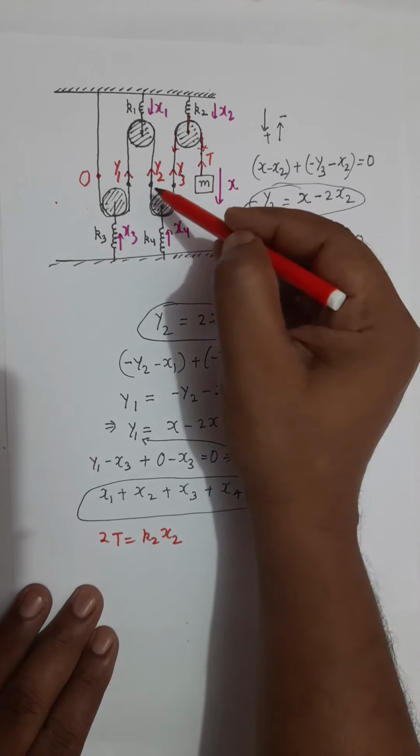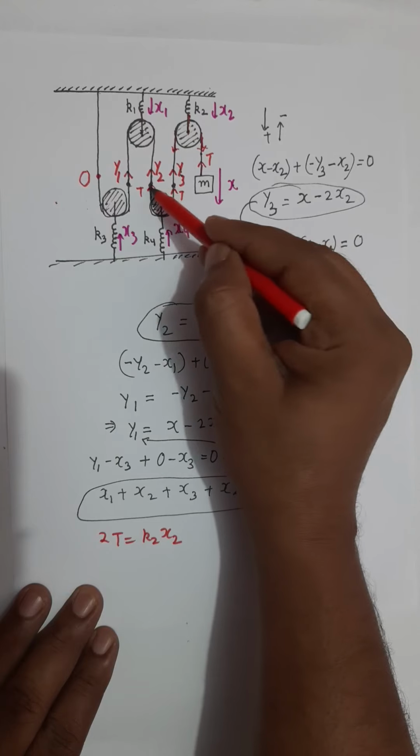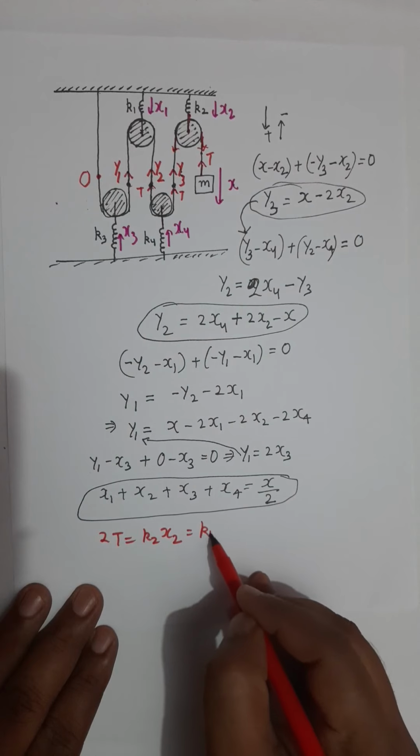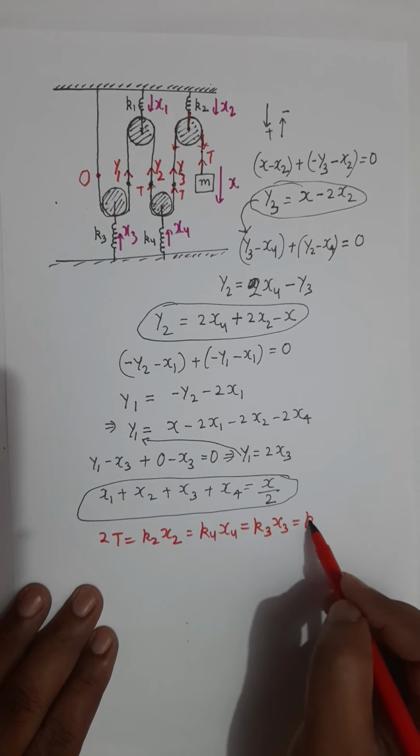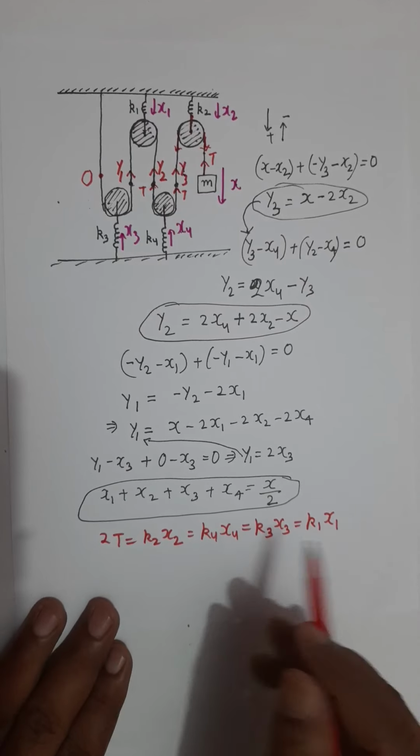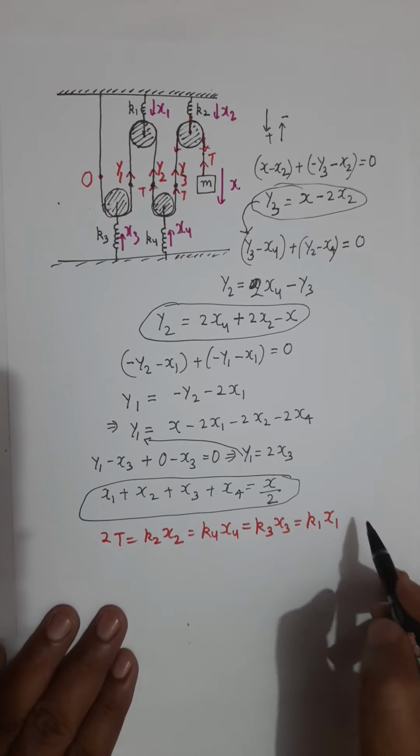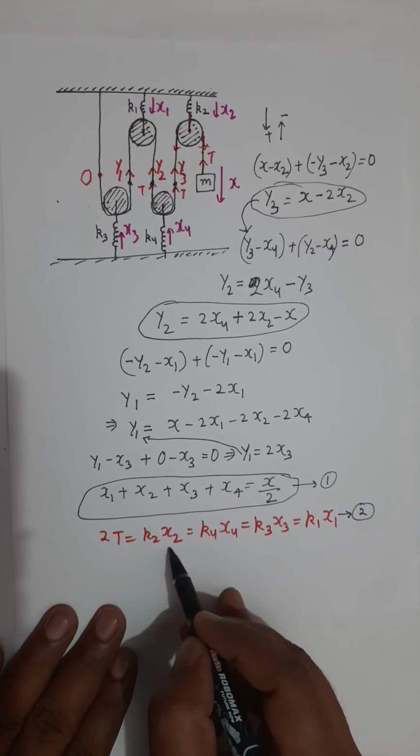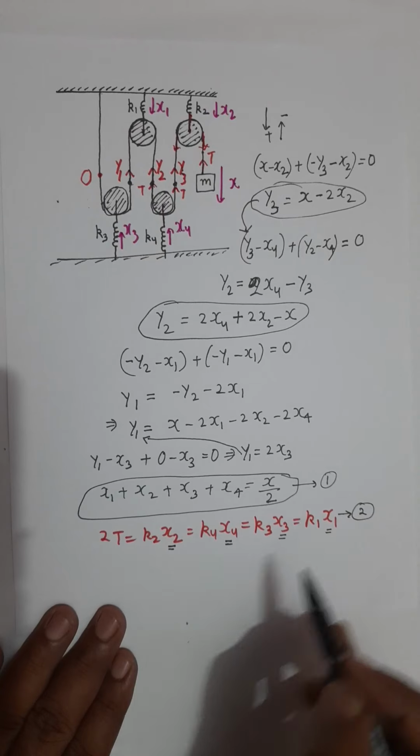For this pulley, the same step. Tension T is in the upward direction, so 2T force will be in the upward direction and should be balanced by K4x4. Going through same logic, you can prove it K3x3 and you can prove it K1x1. And now you can find the values of x1, x2, x3, x4 in terms of this small x. So this is my equation 1 and I call it equation 2, which gives a ratio between x2, x4, x3 and x1.